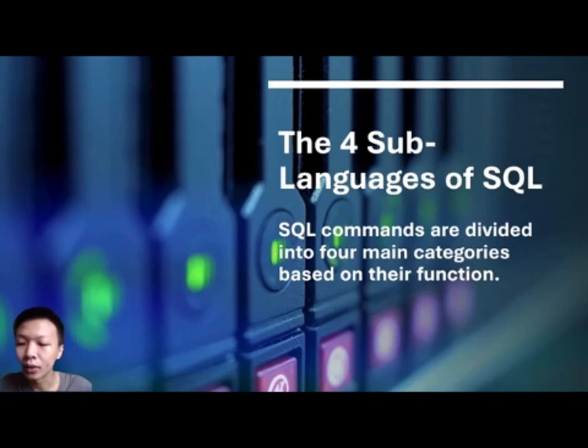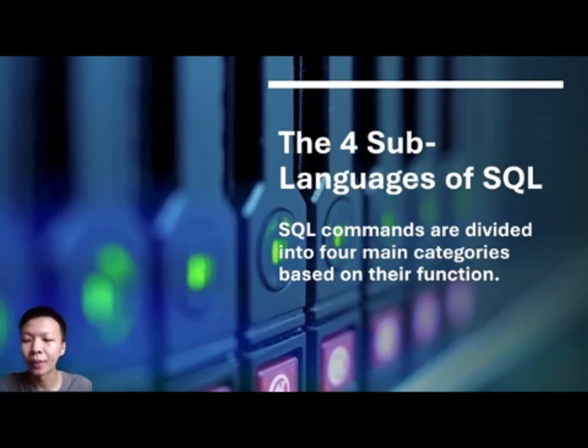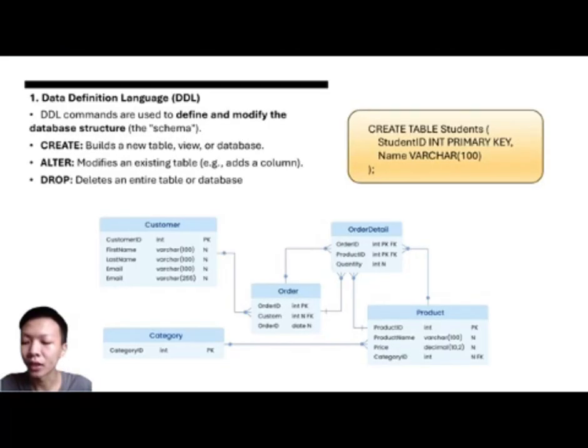To make it easy to learn, SQL commands are broken down into four main categories or sub-languages based on what they do. First is DDL, or Data Definition Language. This is the blueprint part of SQL. You use DDL commands to define and build a database structure. Create is used to build a new database or table. Alter modifies the structure of an existing table, and drop is used to delete an entire table. As you can see in the example, we are building a student table, defining the filing cabinet itself.